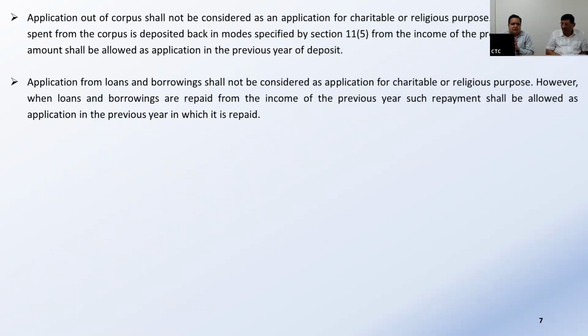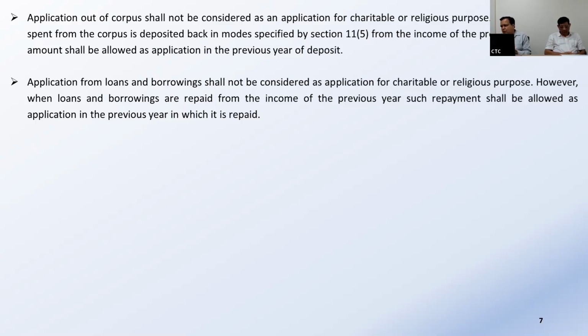So these were the amendments. Two more amendments, sir. I mean, I updated later on. This is regarding corpus again. You cannot spend the money from the corpus. And if you spend the money from the corpus, that is, when your income is on a lower side as compared to the expenses, it is obviously in most of the cases you are using the money from the corpus. So money spent from the corpus will not be treated as application. It will be treated as application only when the corpus is compensated.